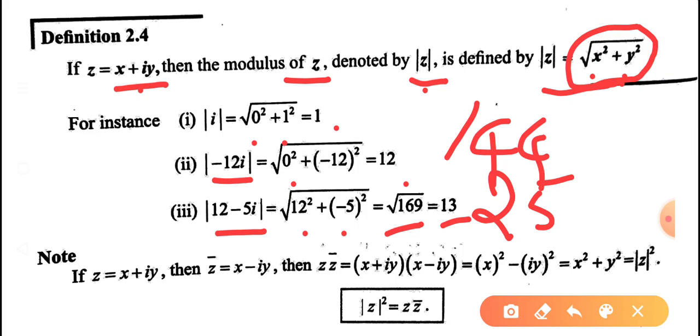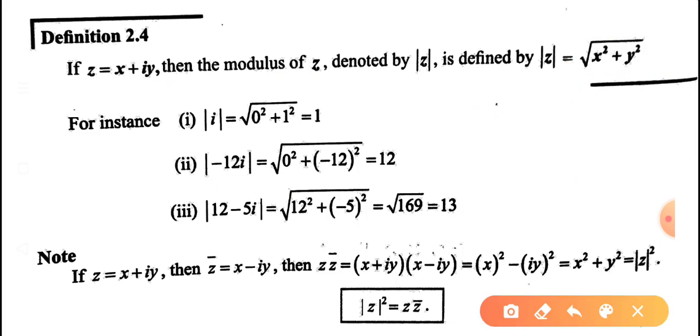Yes, very good. Next, note: if z equals x plus iy, then z bar is, do you know z bar? Yes, that is the conjugate of z. Z bar is equal to x minus iy. We calculate z into z bar. Z is x plus iy, z bar is x minus iy. This is like what formula? The algebraic formula, a plus b into a minus b, which is a square minus b square.